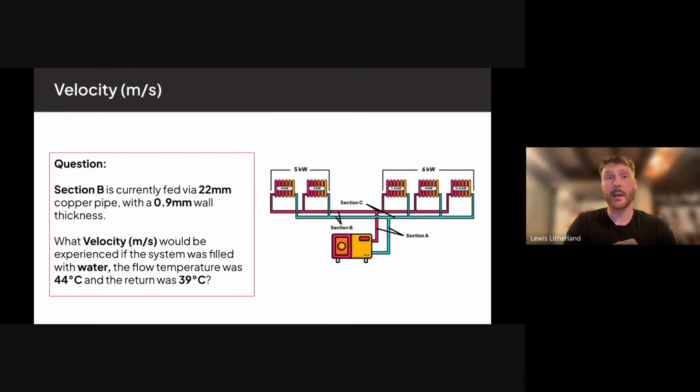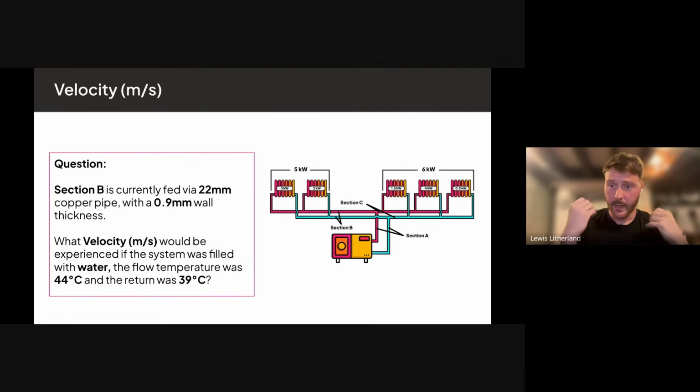Okay, so we're trying to work out what velocity would be experienced if the system was filled with water, the flow temperature was 44, and the return was 39. This is similar to some of the questions you will be asked. I might have even gone a bit further on this one, just to make it more relevant to everything we've just talked about, and last week as well. So this question hopefully should build all this stuff together that we've been through.